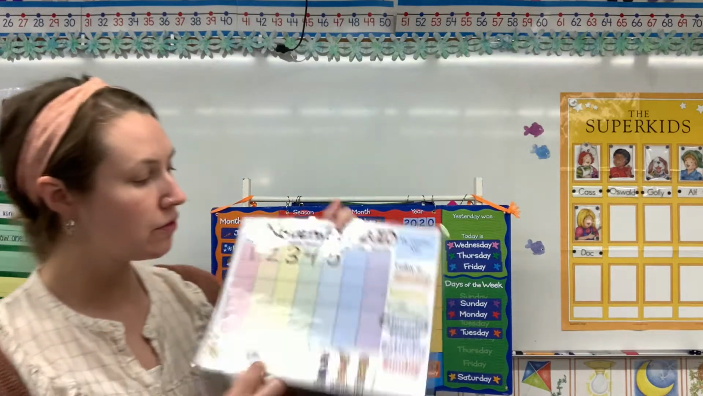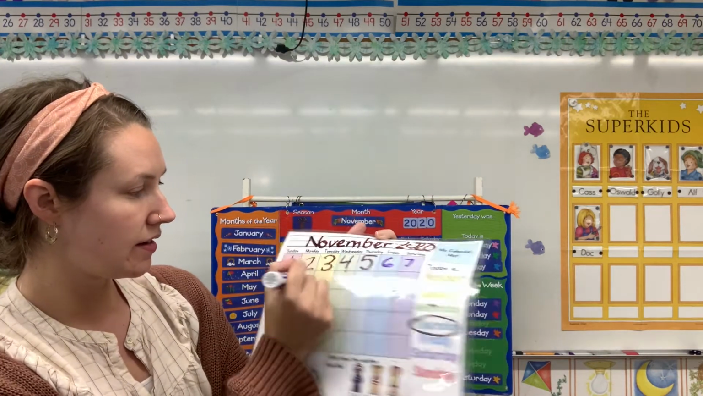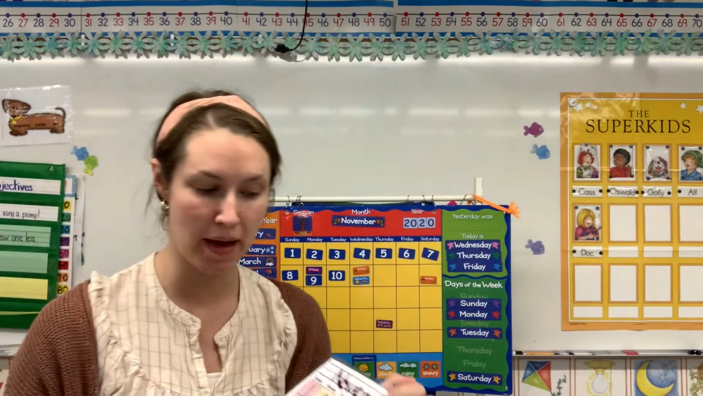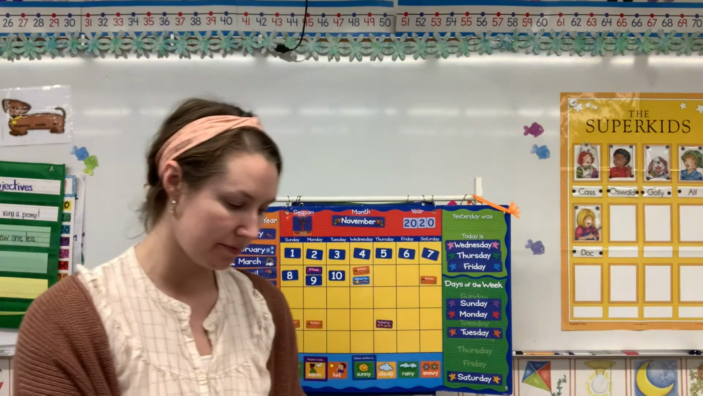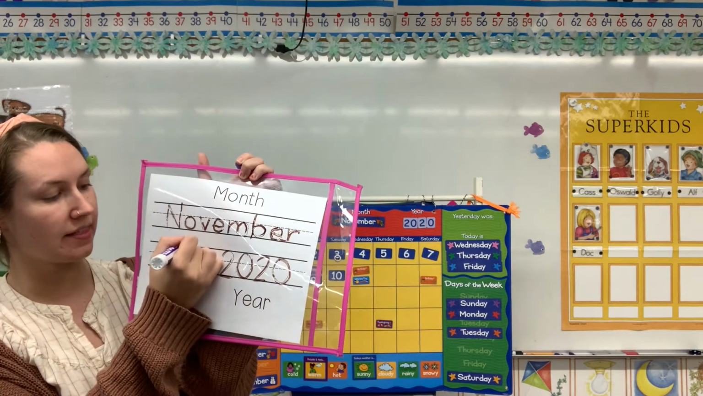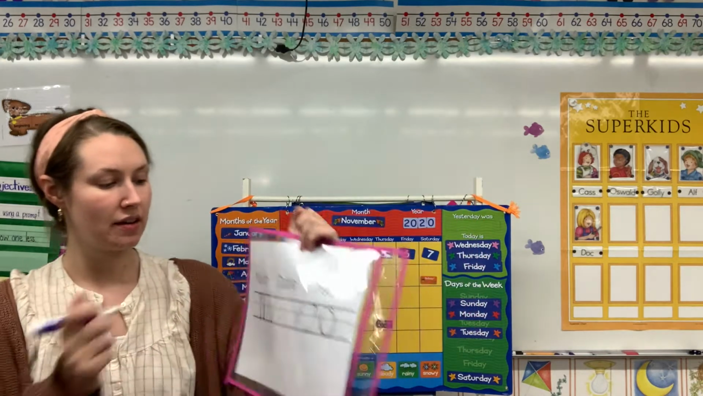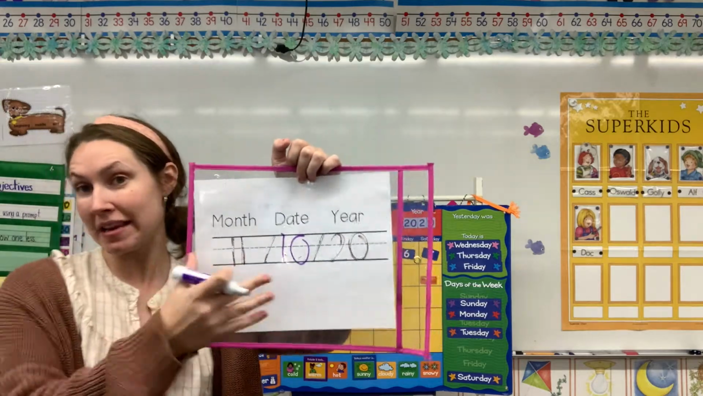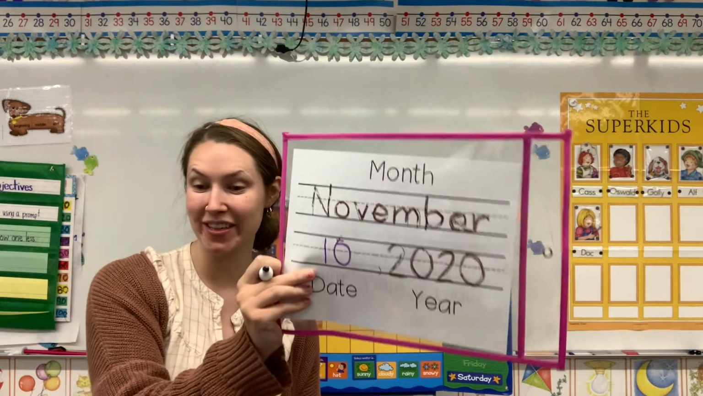So to review, we filled in 6, 7, 8, 9, and for today, 10 on our calendar mat. And now I'm going to fill in the date on my date sheet. So today is the 10th. So I wrote a 10 on my calendar mat, and so I wrote 10 on my numbers side and on my written side. So there's my date for today.